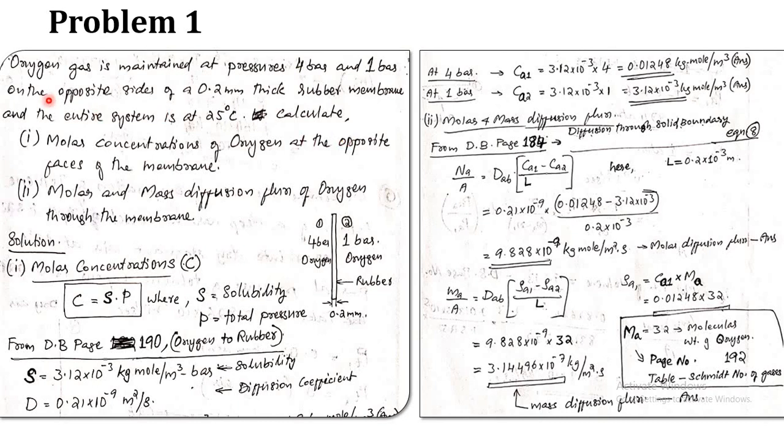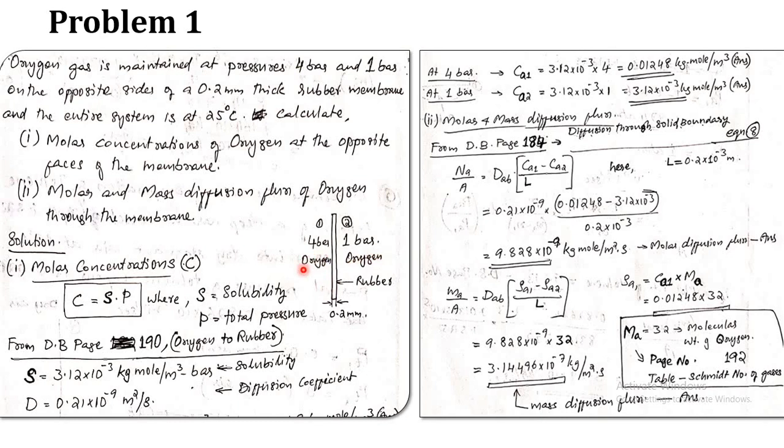First question is, oxygen gas is maintained at pressures 4 bar and 1 bar on the opposite sides of a 0.2 mm thick rubber membrane, and the entire system is at 25 degrees Celsius. Calculate, first, the molar concentration of oxygen at the opposite faces of the membrane. Second, the molar and mass diffusion flux of oxygen through the rubber membrane.